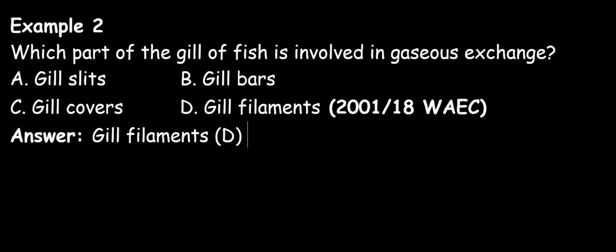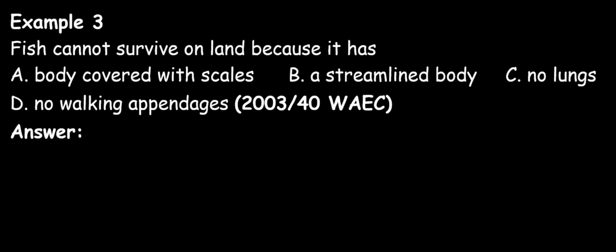So now we are going to our next question, and it says, fish cannot survive on land because it has A. body covered with scales, B. a streamlined body, C. no lungs, D. no working appendages. The answer to this question is C, because fish do not have lungs, and as such they cannot survive on land. Organisms that survive on land are those organisms that have lungs.